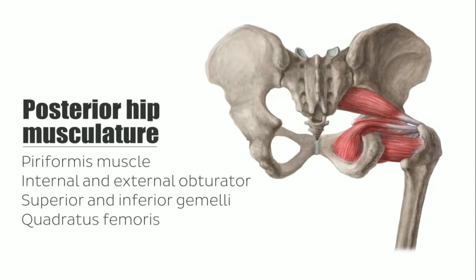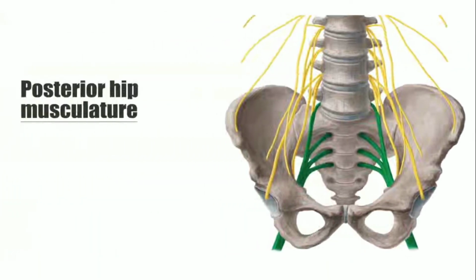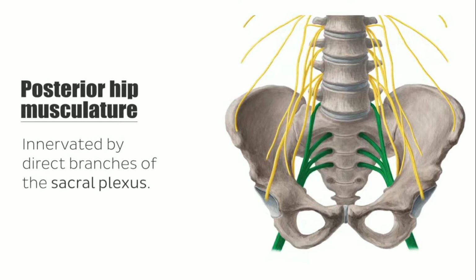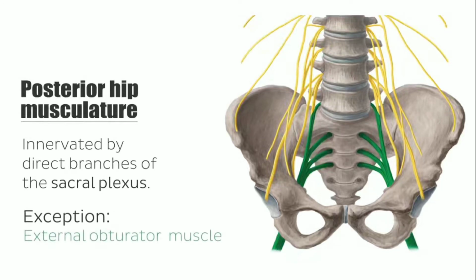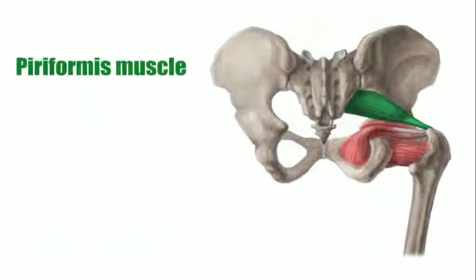Before we talk about them in a little bit more detail, I just want to start off with the posterior hip musculature in terms of their innervation. The innervation is going to be supplied by the direct branches of the sacral plexus, with the exception of one muscle on that list, the external obturator, whose innervation we're going to look at later in this tutorial. So remember that all posterior hip muscles are going to be supplied by direct branches of the sacral plexus. On to the first one on our list, the piriformis muscle.